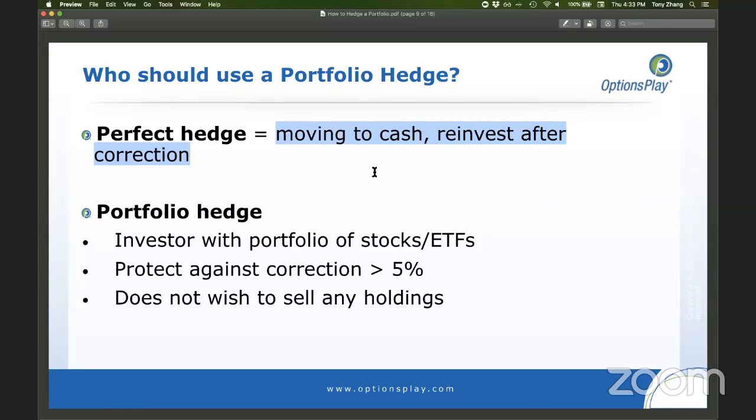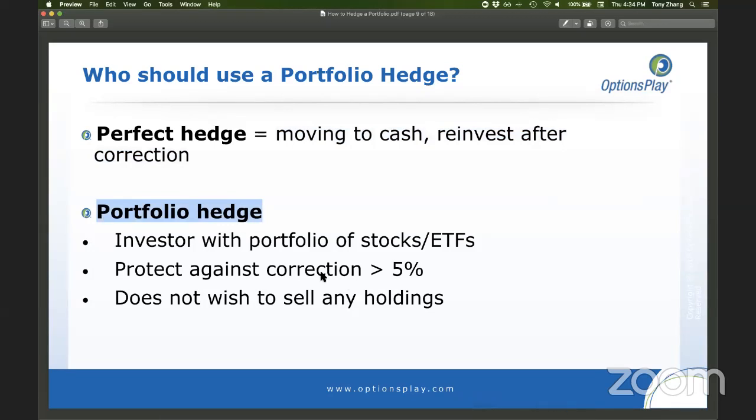However, not everyone has the ability to move into cash. Perhaps you have stocks in your account that you have very low cost basis on, and you don't want to move into cash because that means you have to pay a huge tax bill. Or perhaps you have some stocks that you rely on the dividend for income, and you don't want to move into cash because you lose that income stream. So these are all reasons that someone may not want to move into cash. So what is an alternative? The alternative is this portfolio hedge that we're talking about.